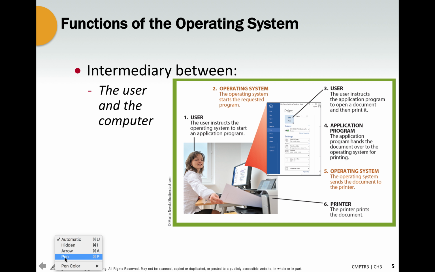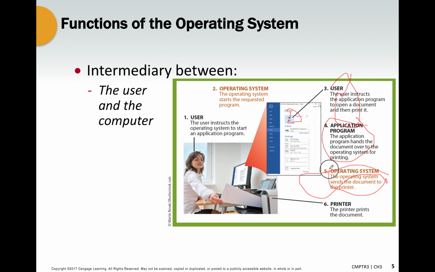Oh, and I want to use the pen here. So the user, oh, that's a little bit bad, but the user instructs the computer to print a project. So you want to do that on something like Microsoft Word. And then you have the application program. The program hands the document over to the operating system for it to go through the printing process. And then the operating system sends the document to the printer. So it processes it there, and then the printer prints the document.